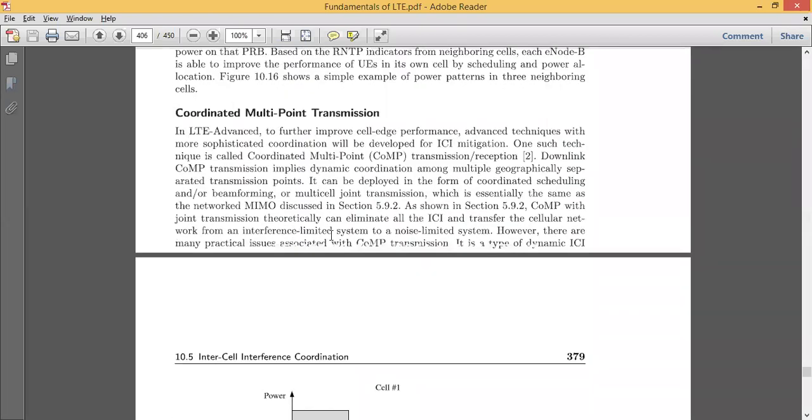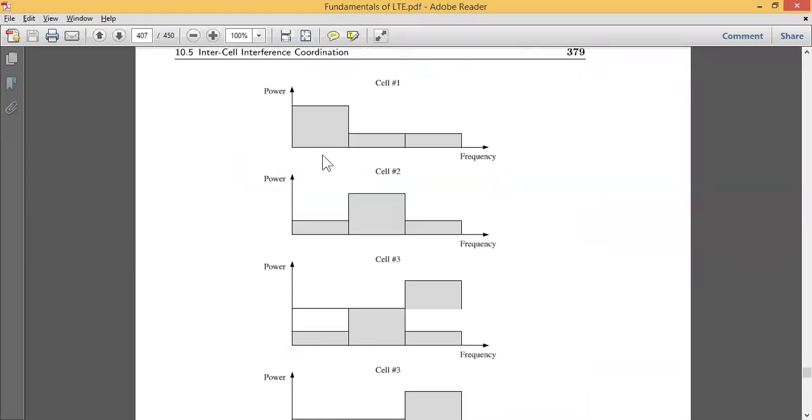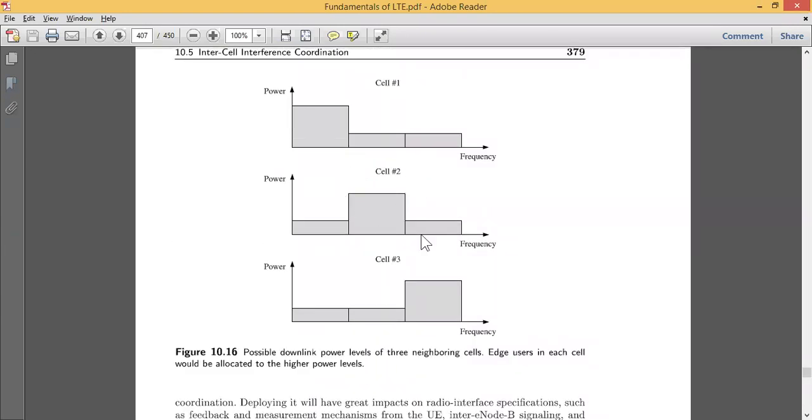Now based on the coordination, we have a topic here called multi-point transmission. You can see there are three figures here, they are all possible downlink power levels, frequency versus power. At this level we have high power, and at this interval we have the same power. This is with respect to cell 1. When you look into cell 2, the power at this time is more compared to other times, and at some other levels the power at cell 3 is more compared to these levels.